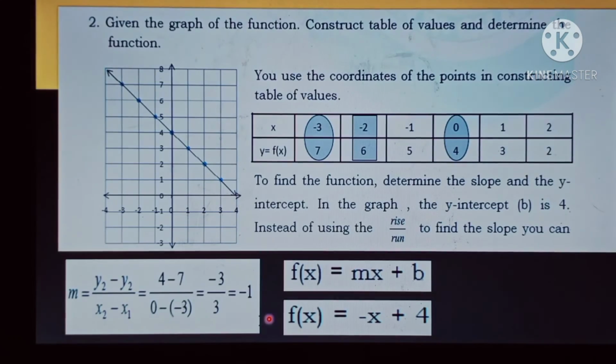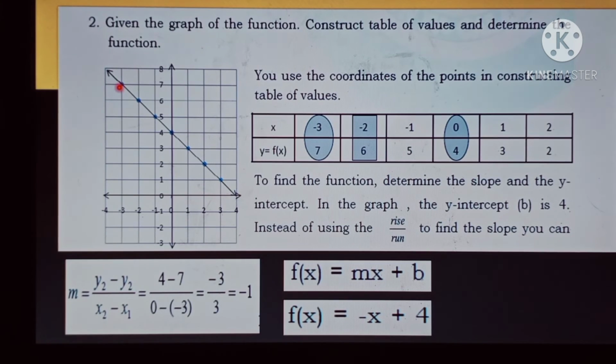Okay. So, given the graph of the function, construct the table of values and determine the function. So, ito naman daw. Ang example dito, ito daw yung graph. So, magko-construct tayo ng table. Dito, ang ginamit niyang table ay horizontal, no? Kanina is vertical. So, ito naman daw, baliktad. Ito yung graph. Kunyari, wala pa ito. Ito muna, titingnan nyo.